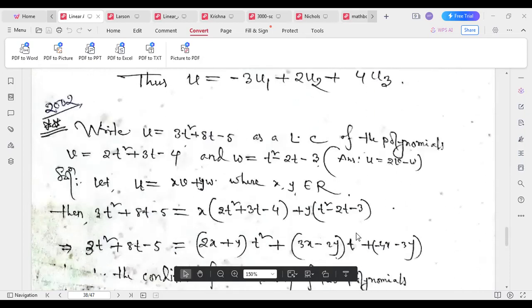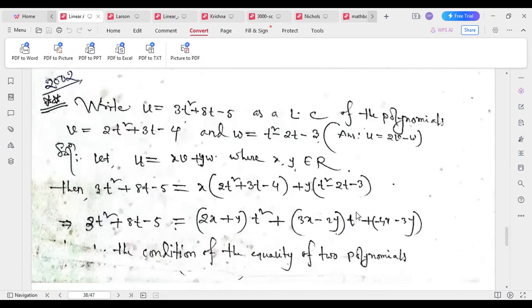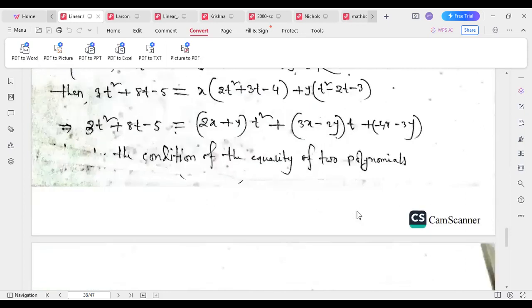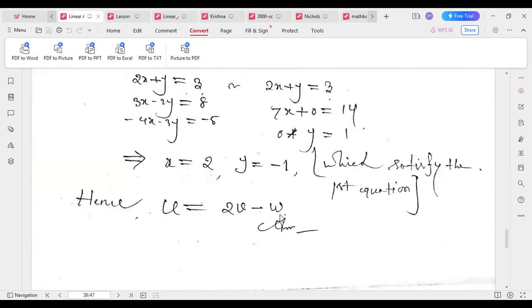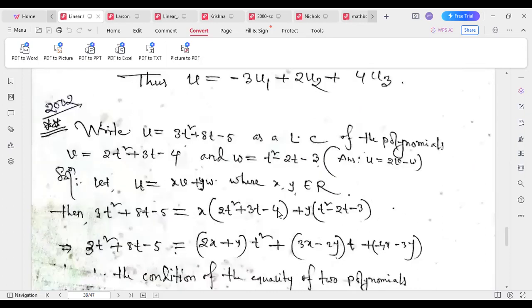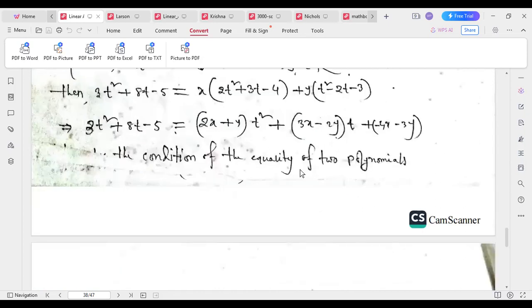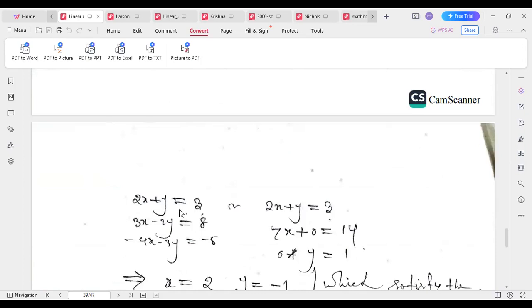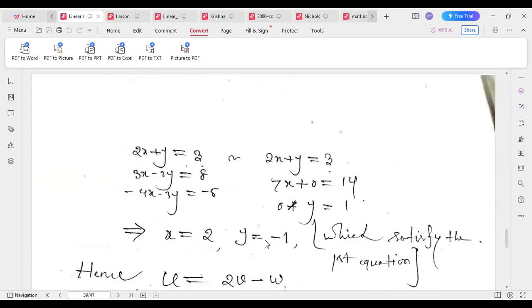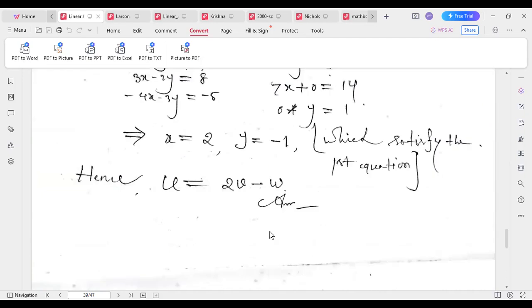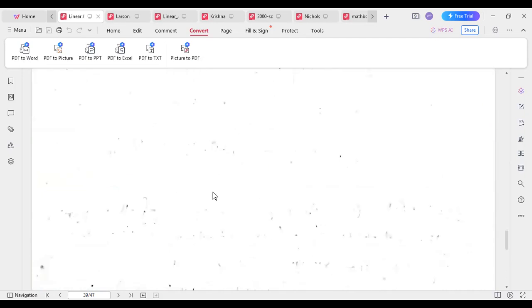On the other hand, we can also prove this problem, since we can write it as a linear combination of this. So u equals x u plus y w, where x, y belong to R. Similarly, equating the components, and by echelon form, we get x equals 2, y equals minus 1. So it can be written as a linear combination.